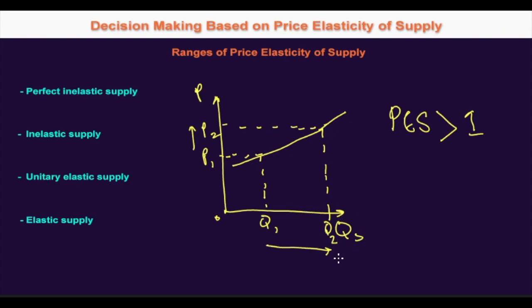This relates to a lot of goods that we see in the market. So when there is a small price increase, the companies would be inclined to produce more of the goods and so to increase their profits.